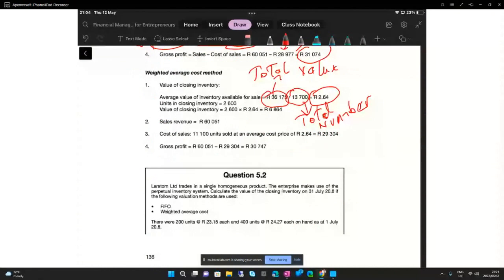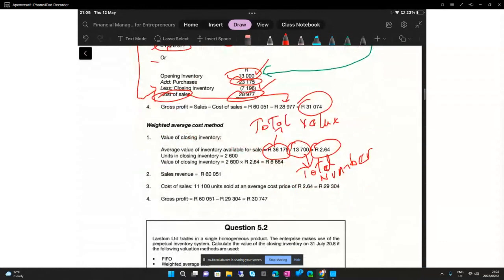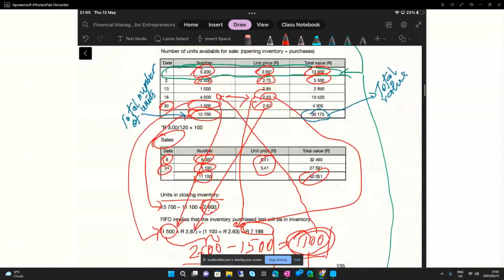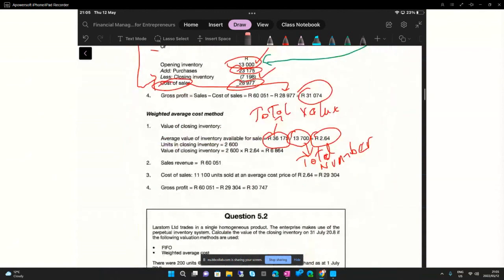But the weighted average obviously will be different. This was the FIFO, first in, first out method that we were using, but now we are using the weighted average cost method. As you know, we need to find averages. So the average value of inventory available for sale, we take the total value 3,600 divided by the 1,000. This is very important. Remember these two? This is where they are used. Because we want to get the average, we take the total value divided by the total number of units. And this gives us an average.